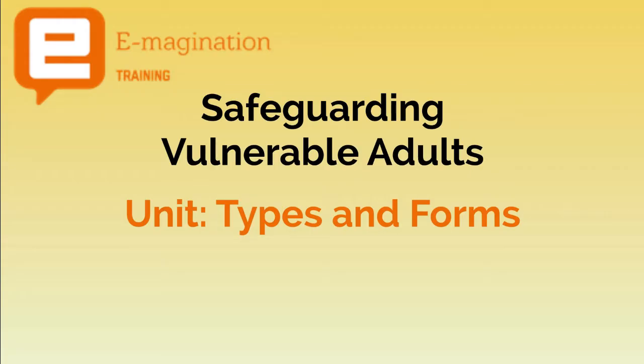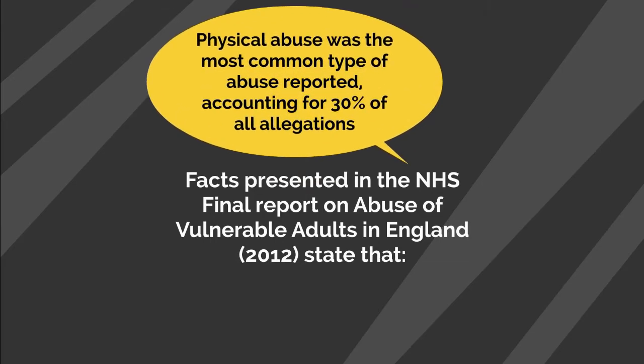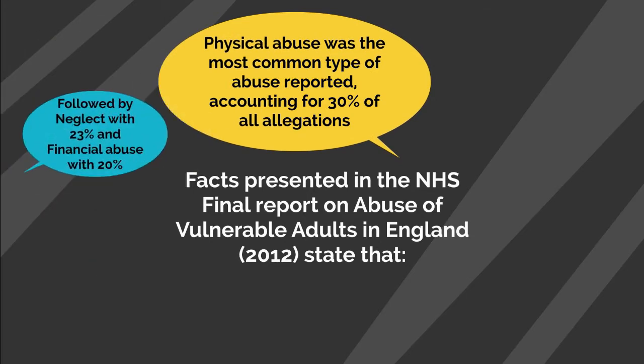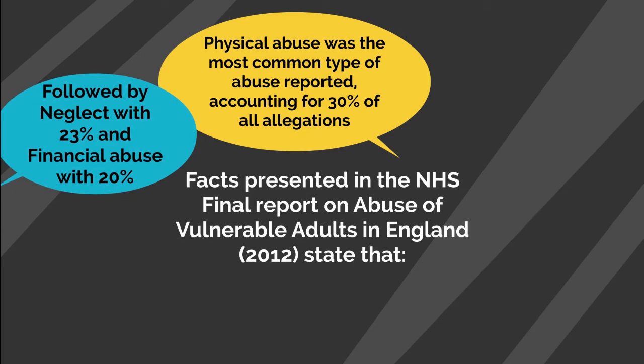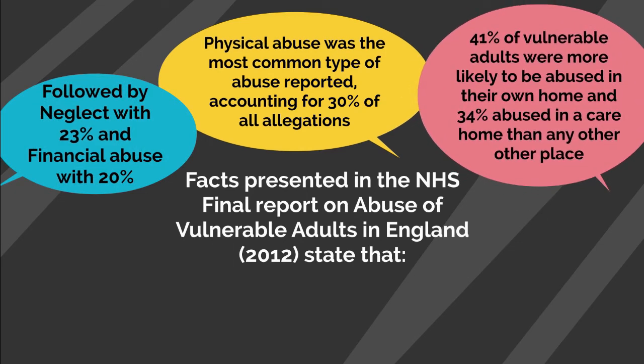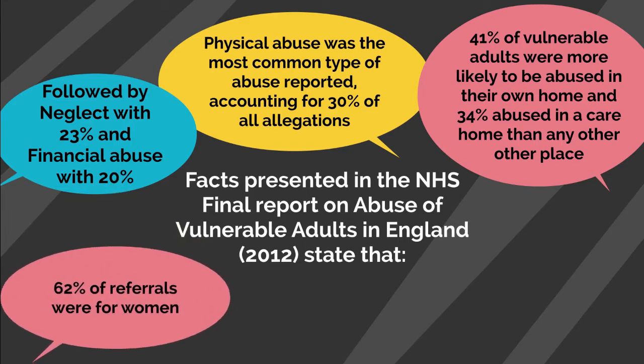Let us look at the types and forms of abuse. Facts presented in the NHS Final Report on Abuse of Vulnerable Adults in England 2012 state that physical abuse was the most common type of abuse reported, accounting for 30% of all allegations, followed by neglect with 23% and financial abuse with 20%. 41% of vulnerable adults were more likely to be abused in their own home, and 34% abused in a care home than any other place.